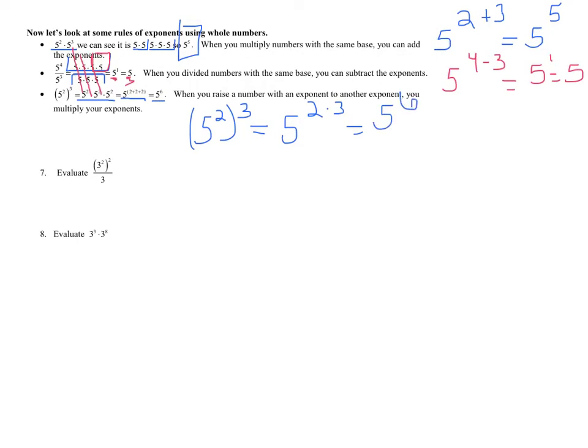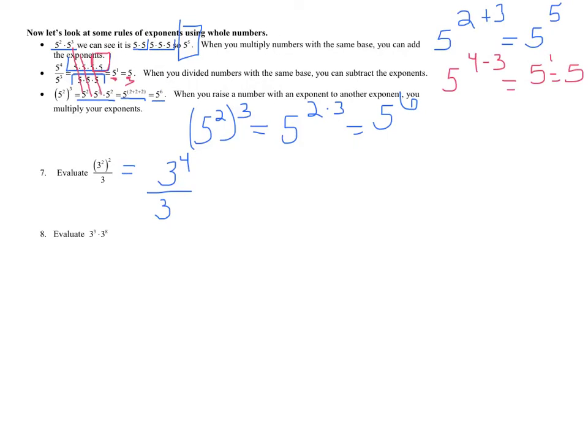All right, let's look at a couple examples. We want to evaluate 3 squared, quantity cubed... divided by 3. Well, in the numerator, that's using the third rule about an exponent to an exponent. So 3 squared squared, I multiply those exponents, and I have 3 to the 4th divided by a 3.